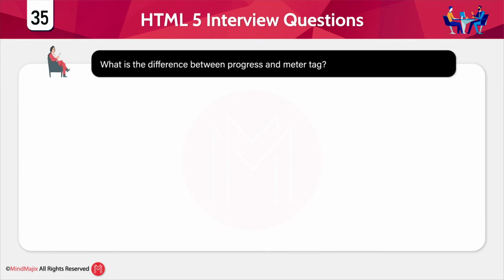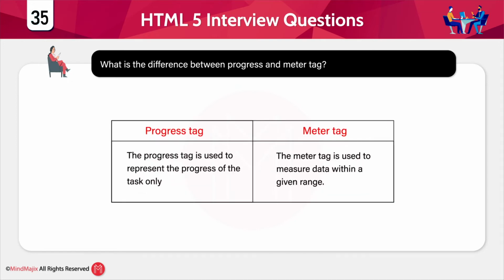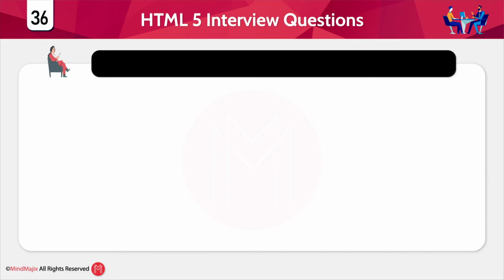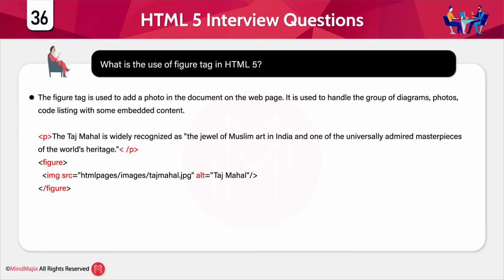What are the differences between the progress and meter tags? The progress tag is used to represent the progress of tasks, while the meter tag is used to measure data within a given range. What's the use of the figure tag in HTML? The figure tag is used to add a photo in the document on the web page, and to handle a group of diagrams, photos, code listings, and the like, as embedded content.